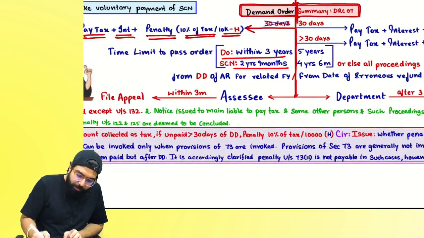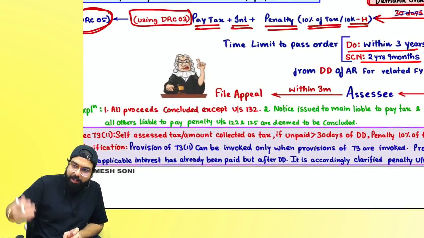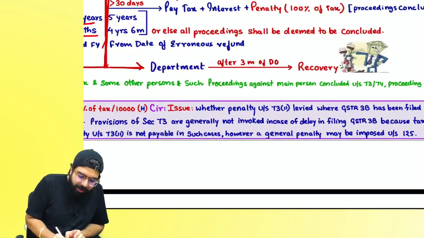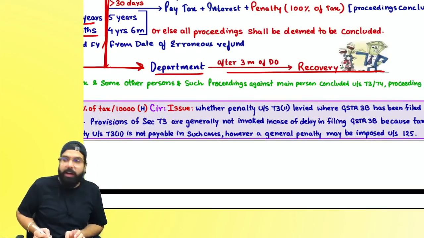Once the demand order comes, either the assessee can make the payment, he has 3 months, or the assessee can go for an appeal within 3 months, because after the 3 months, the department will start the recovery.